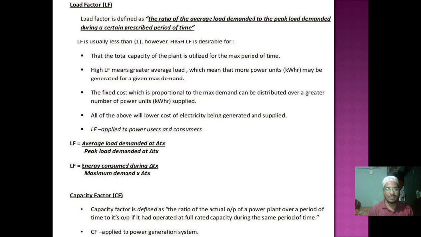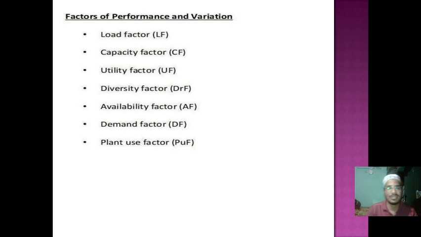Now next one is capacity factor. The second one is capacity factor. Third one is utility factor. As per this standard form, we can discuss each and every one here. So remember, make sure to pay attention.